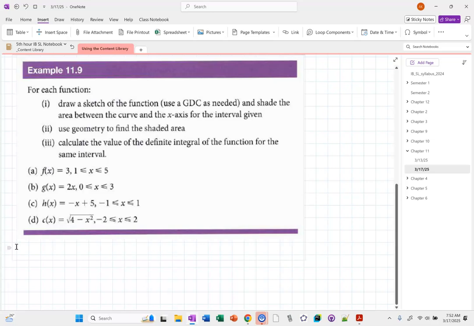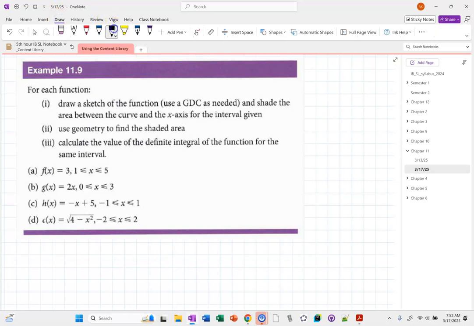So for each function, we're going to draw a sketch of the function and shade the area between.